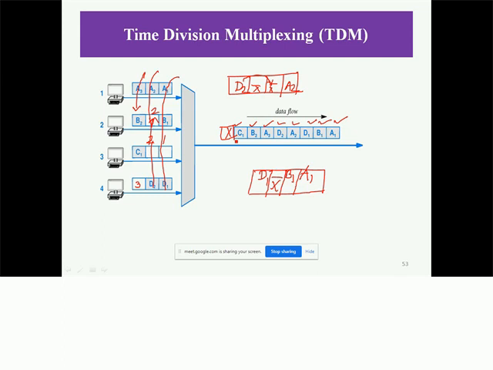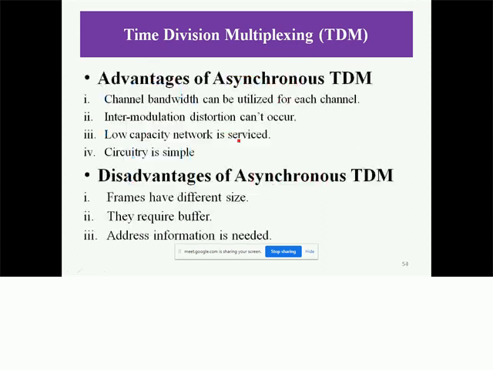So this is asynchronous multiplexing, or asynchronous TDM. In asynchronous TDM we don't have any unused or wasted time, but in synchronous TDM, if the message symbol is not there, there is a wastage of time. The advantage of asynchronous TDM is that the total channel bandwidth can be utilized, intermodulation distortion cannot occur, a low capacity network is serviced, and the circuit is simple.